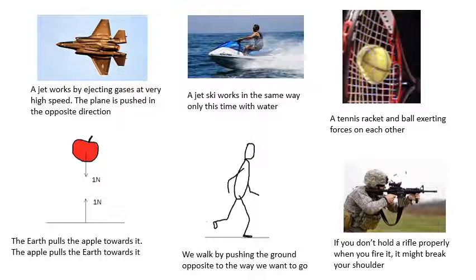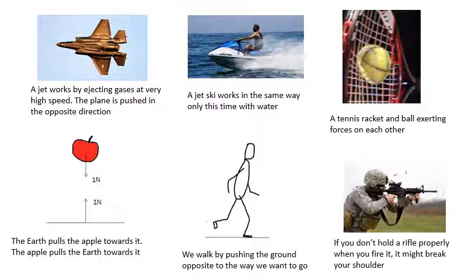Bottom middle, walking. How do you walk? Well, what you're actually doing is you're pushing the ground backwards. And if you push the ground backwards, then the ground pushes you forwards and you move forward. If you imagine trying to walk on a very, very slippy surface where there's no friction, then it's very hard to push the ground backwards and you don't really go anywhere.